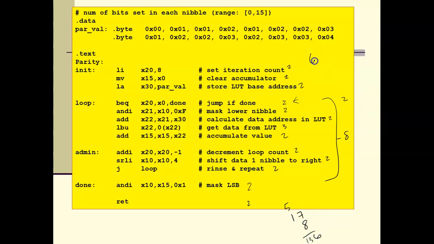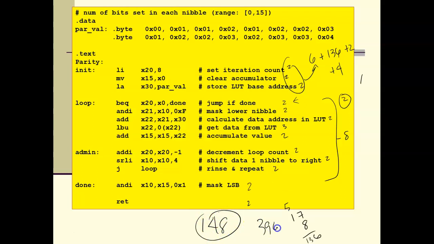So this is going to be 6 plus 136. So this 6 is right there. This is 136 from the loop, plus 2 for the branch, and plus 4. So this is going to be 146, 148. So total 148 instructions. Now this is compared to, I think, 394 for the other algorithm. So this one actually operates much faster.